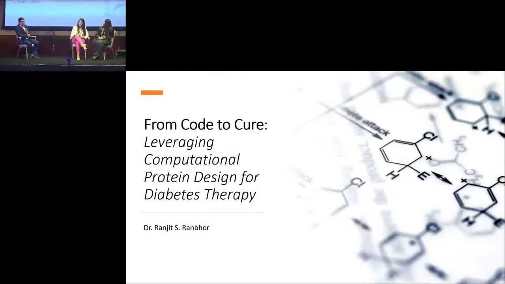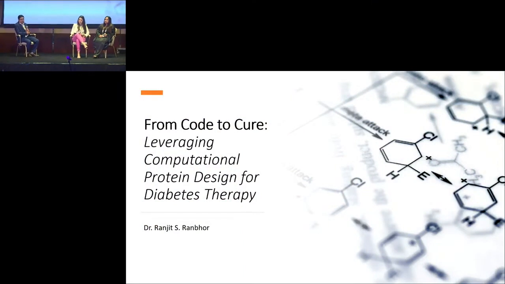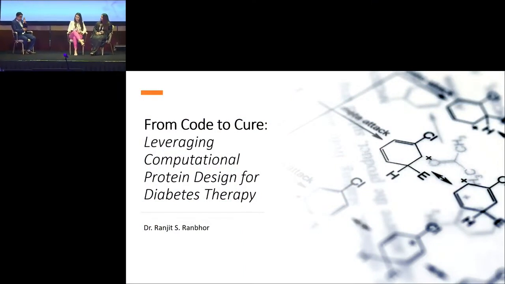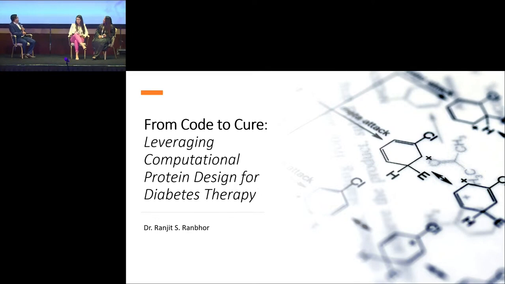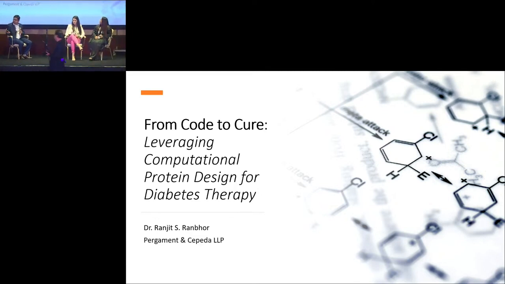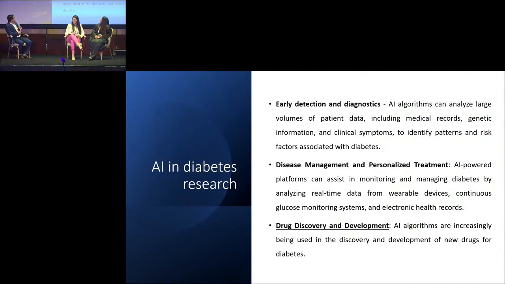The topic that I'm going to discuss is computational design: how computational protein design can help design new drugs for diabetes. So the title is kind of a code to cure. Basically, AI is a buzzword nowadays. So how AI can help us in designing new drugs for diabetes, that is the main discussion.